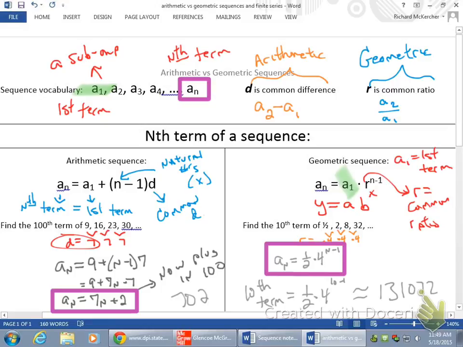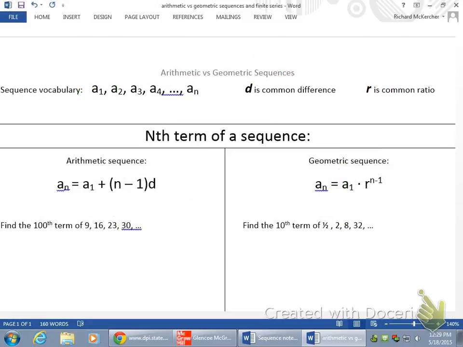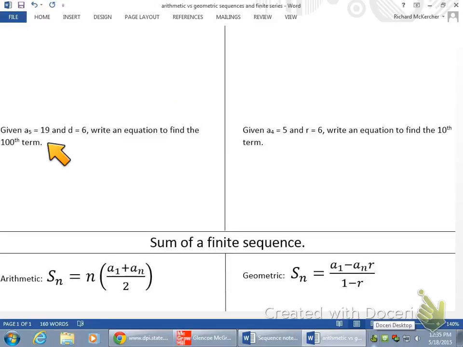Alright, if you got any questions, let's go back and look at those again. Now what we're going to do is, what if I don't give you the first term? Here I'm going to give you a situation where I don't give you the first term. I give you the 5th term instead.